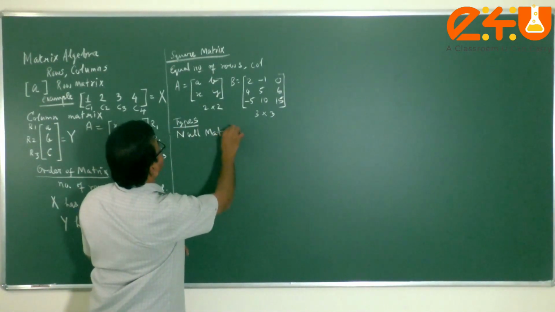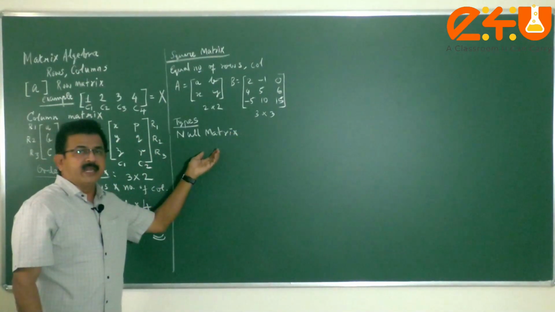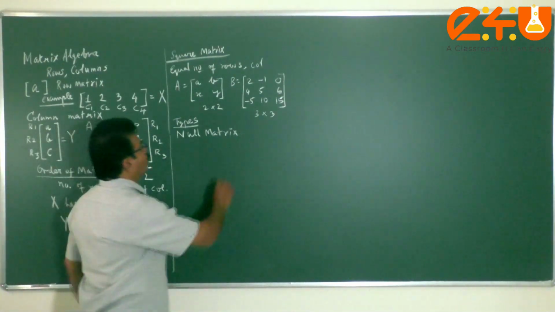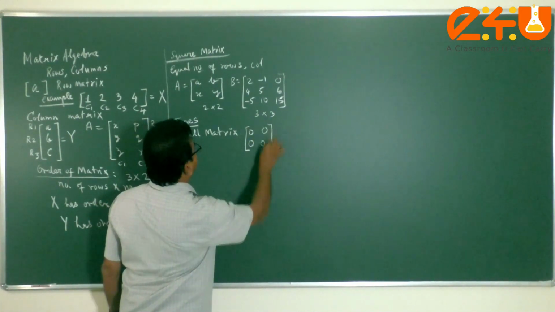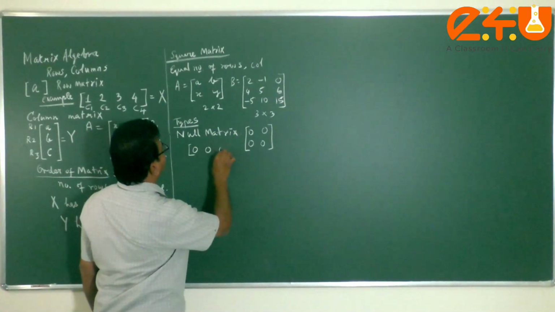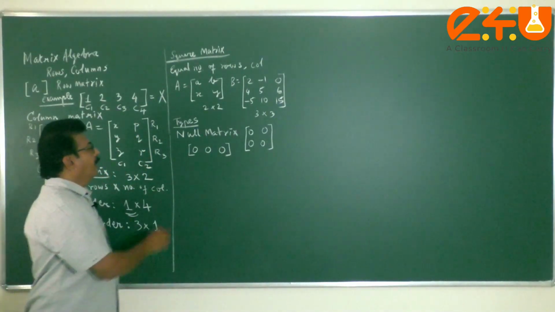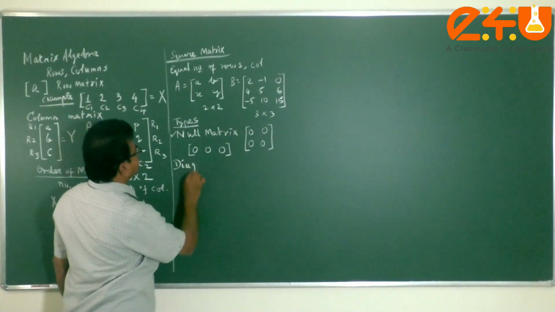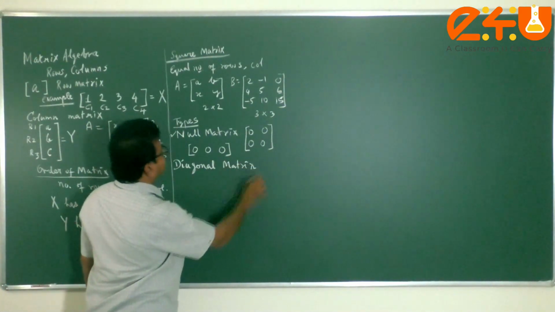A zero matrix or null matrix. Students can easily understand that all elements are zeros in such a matrix. For example, I can make a 2 by 2 null matrix, or even a row matrix, 1 row and 3 columns, but full of zeros. That is your null matrix. Let us discuss next the diagonal matrix.